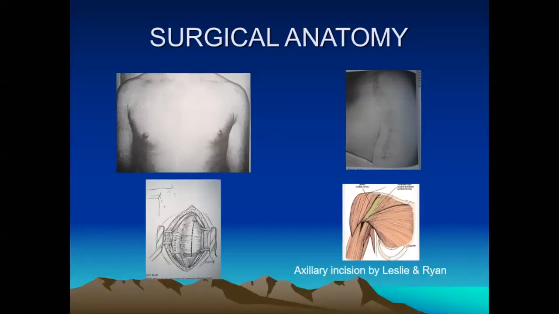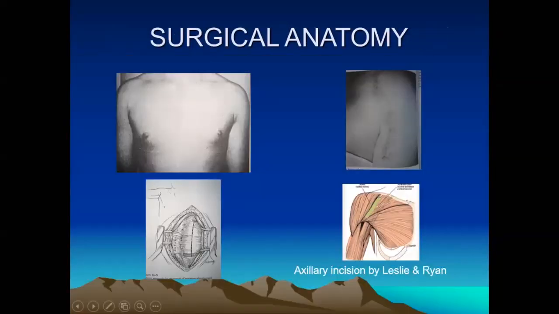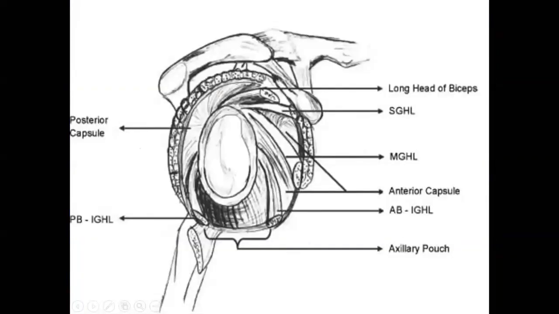You must be aware of the full deltopectoral incision, and you should also be aware of the mini axillary incision, especially in females. It is described by Lacey and Raya. As you know, there are the superior glenohumeral ligament, the middle glenohumeral ligament, and the inferior glenohumeral ligament, which has two bands. It is very important to know this. The inferior glenohumeral ligament acts as a hammock.